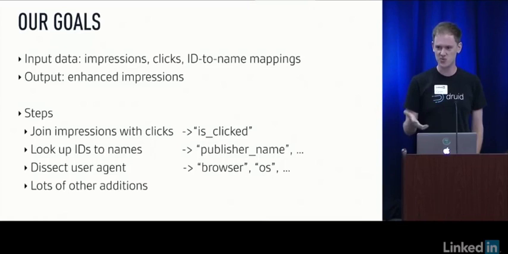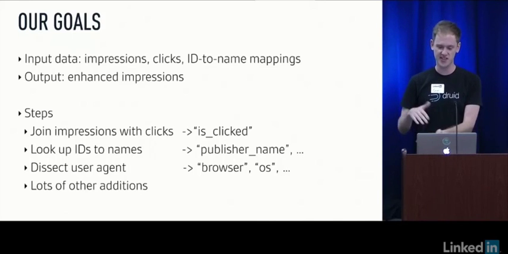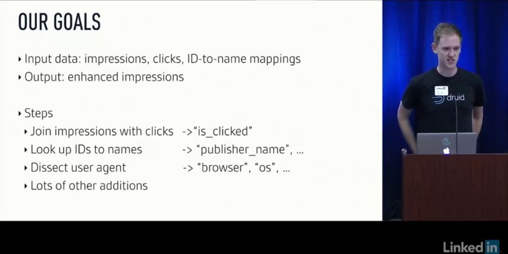Generally the way that this works in the ad tech world is that most of the data comes with the impression, and the click is just sort of like a Boolean that says this impression was clicked or not. So we're getting these two streams in, impressions and clicks, and then we have these tables, these ID to name mappings. The output is enhanced impressions.